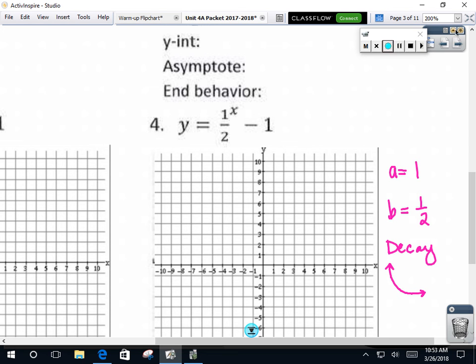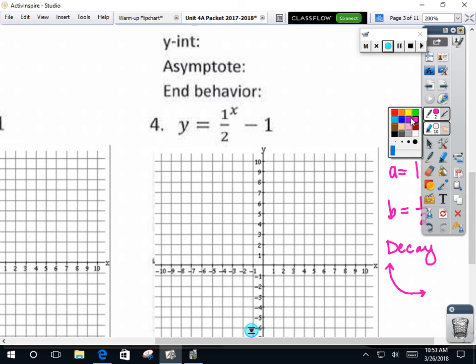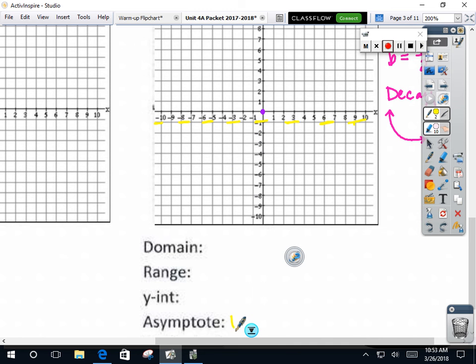Who can tell me where the y-intercept's going to be? 0. Because normally if the A is 1, that's where your starting point is. But if everything gets shifted down 1, it comes back down to 0. Where's the asymptote line going to be? Negative 1. Because the asymptote always starts at y equals 0. But if everything gets shifted down 1, the asymptote is now down here at negative 1. And so the equation of that line is y equals negative 1. And then the y-intercept is 0, 0.